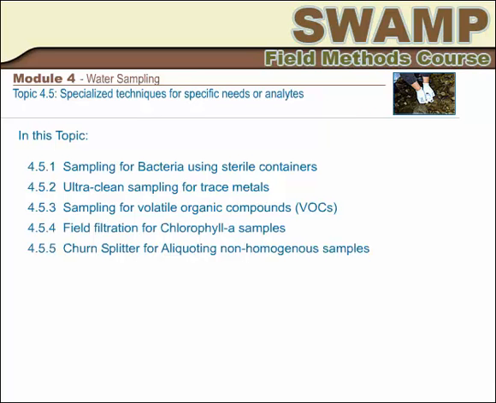Many sampling efforts include collection of microorganisms that contain chlorophyll A for subsequent extraction and quantification of that pigment in the laboratory, and the way to filter them out of the water and preserve them with dry ice is demonstrated in the fourth topic.